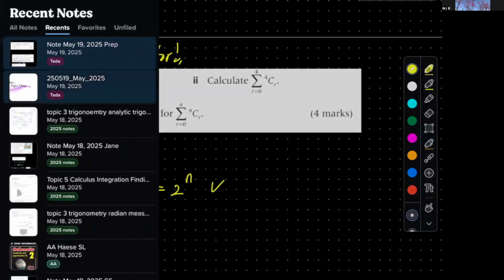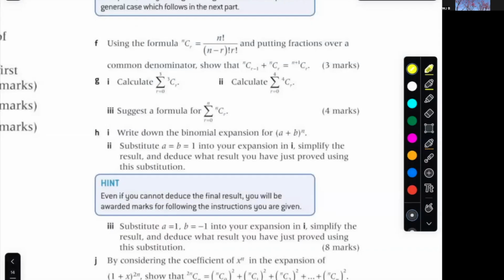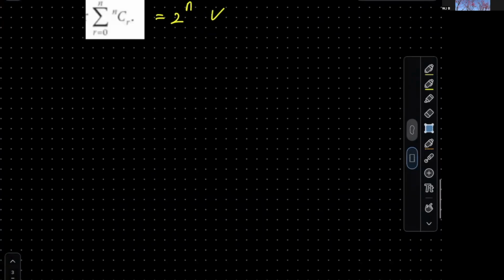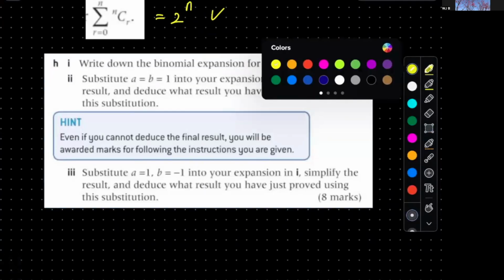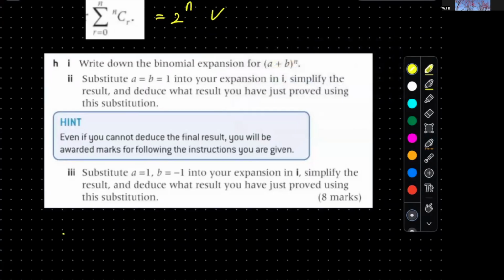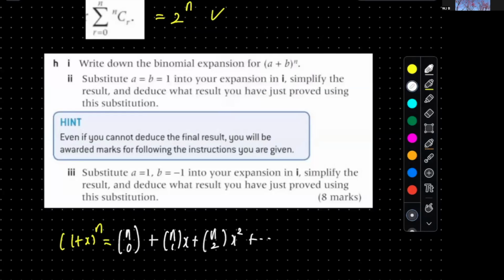In order to prove it, the question has asked you to use a binomial expansion. That is actually great. For something to do with the binomial coefficient, Pascal's triangle, the best binomial expansion form is often (1 plus x) to the power of n, right? If I expand here, I get n choose 0 plus n choose 1 x, n choose 2 x squared, and it goes on and on, then n choose n times x to the power of n. That is beautiful, okay?